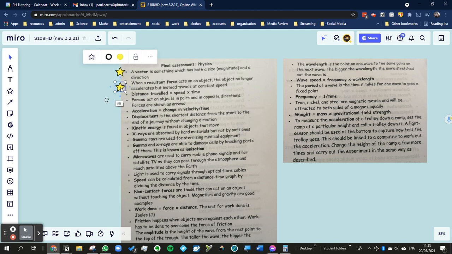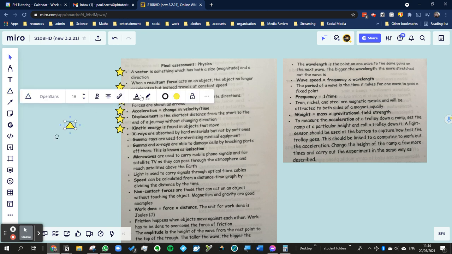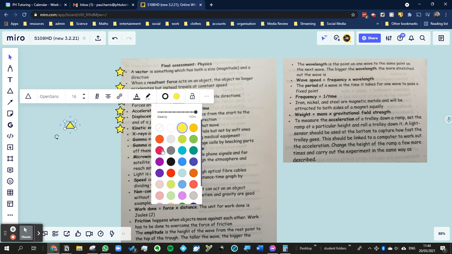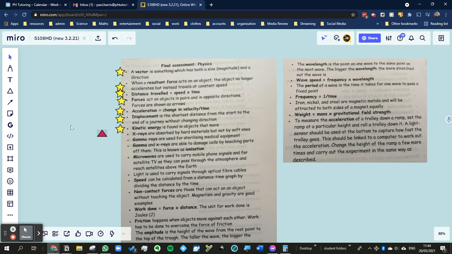So that's forces, that's forces. Obviously, all this is forces. Energy, well, kinetic energy relates to forces, so I'm going to include that as that. And then we've got waves. So for waves, I'm going to use a triangle, and I'm going to color it in pink. I'm just going to put the area there. So it's those three there.